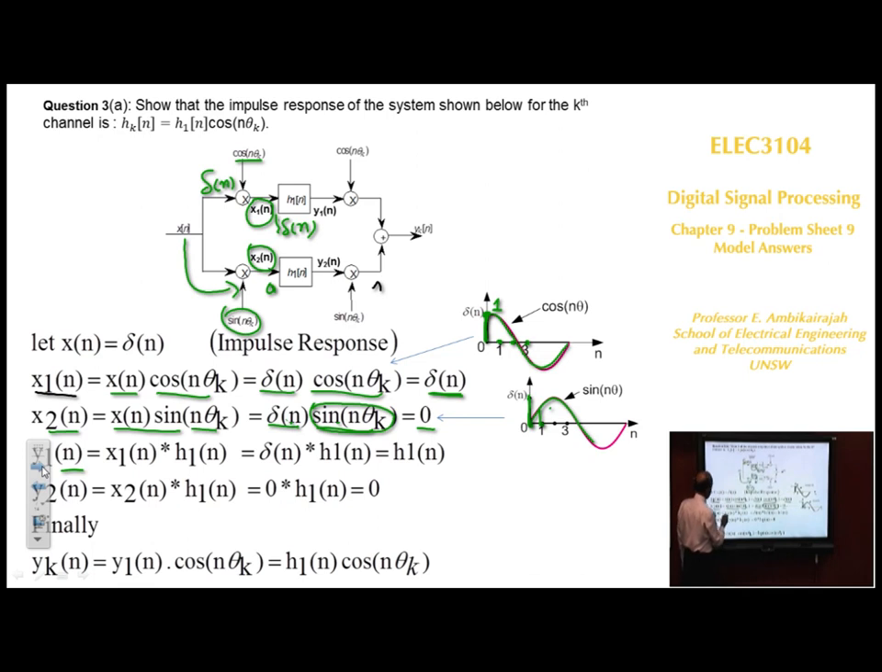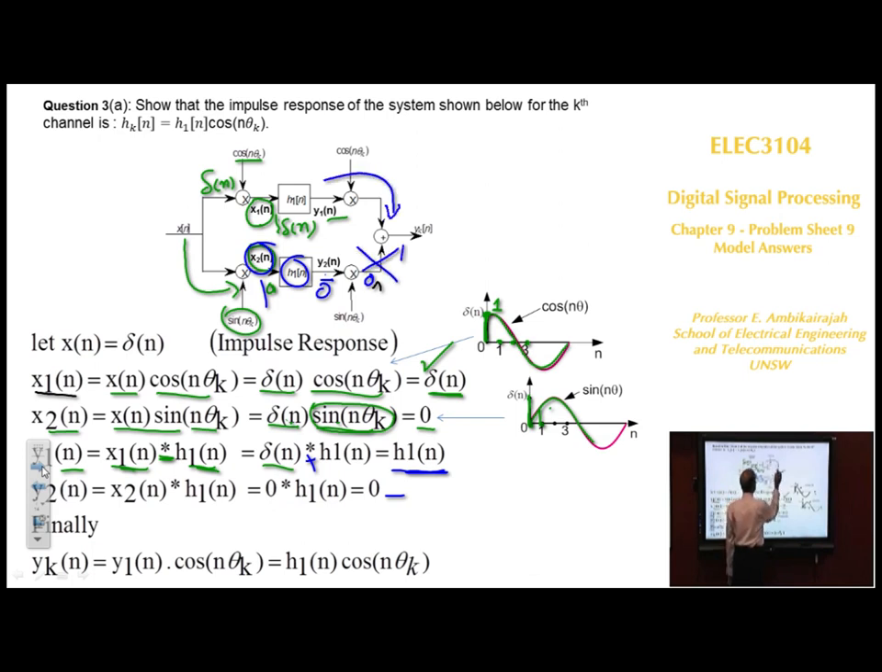Now if you take y1(n), which is x1(n) convolved with h1(n), and x1(n) is delta n. If you convolve delta n with anything, you always get that back, because an impulse will not distort. And y2(n) is basically this one convolved with that one, but this is already 0, therefore y2 will be 0. So this is not going to contribute anything, and what comes through is the answer.